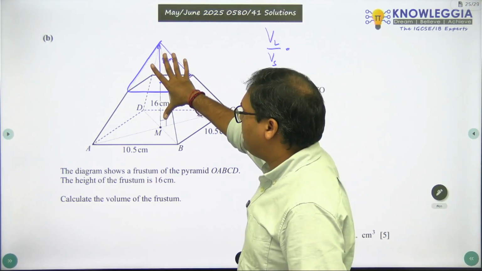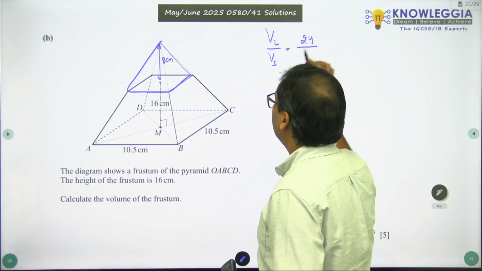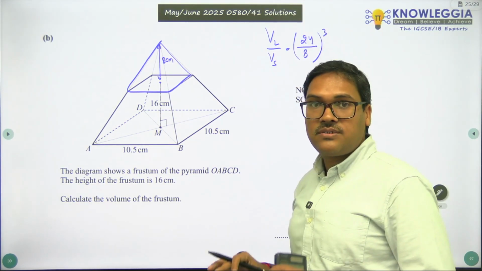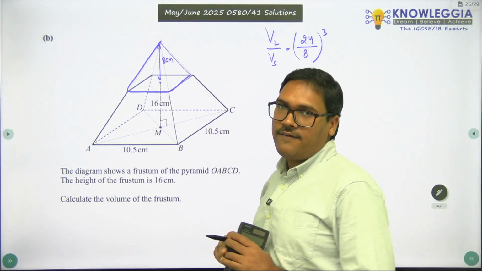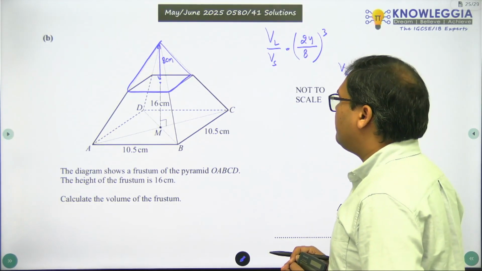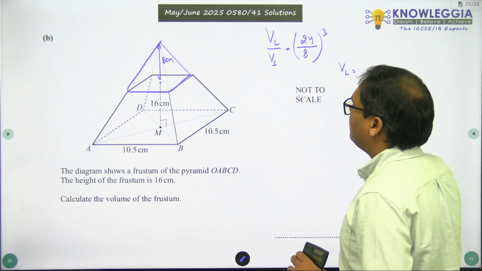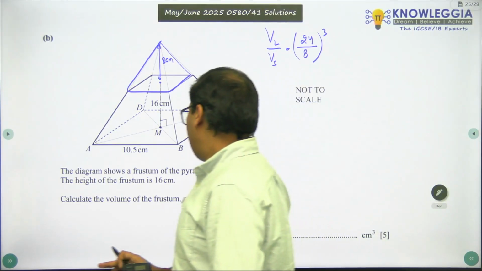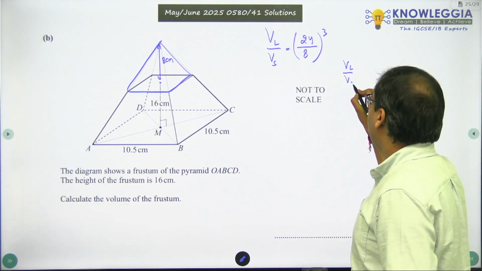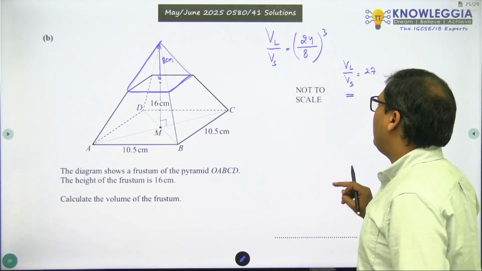What is the height of this? It is 24 for the larger, and for the smaller it is 8, cubed. Why am I doing this? Because this is the scale factor. What is the scale factor? 24 divided by 8, which is 3. So we got the volume of the larger pyramid upon the volume of the smaller pyramid equal to 3 cubed, that is 27.